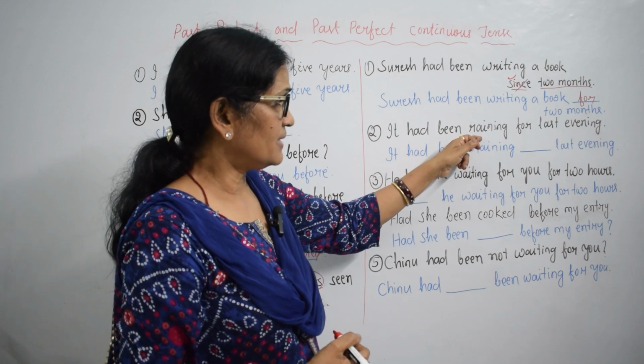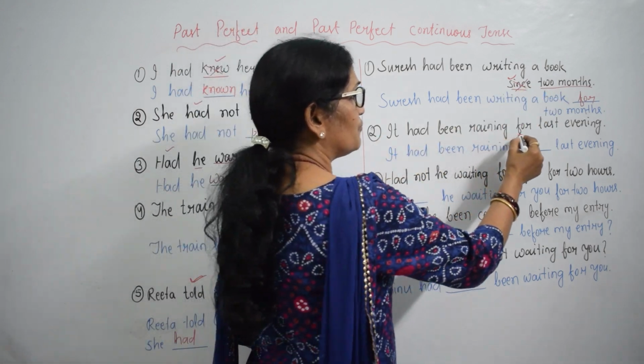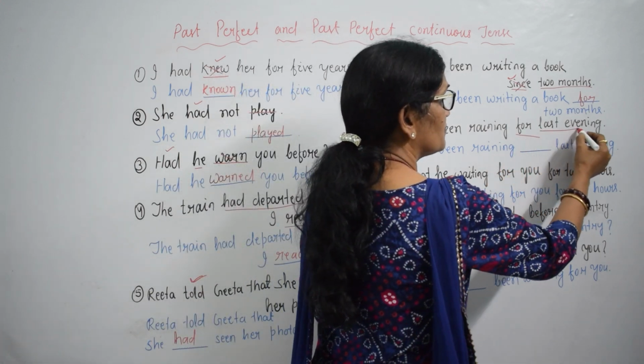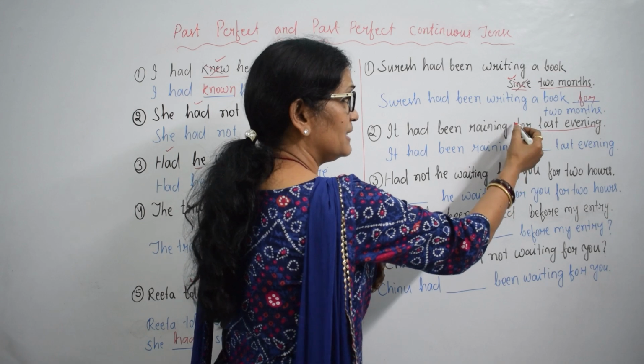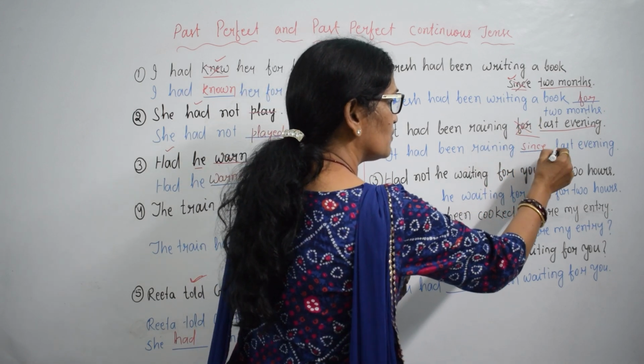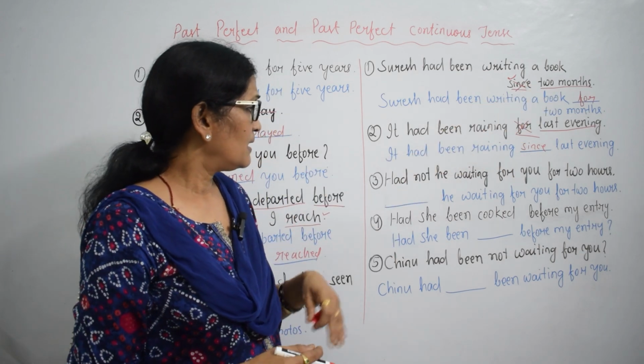It had been raining for last evening. For is used for a period of time. Last evening is a point of time. For a point of time, instead of for, we should use since. It had been raining since last evening.